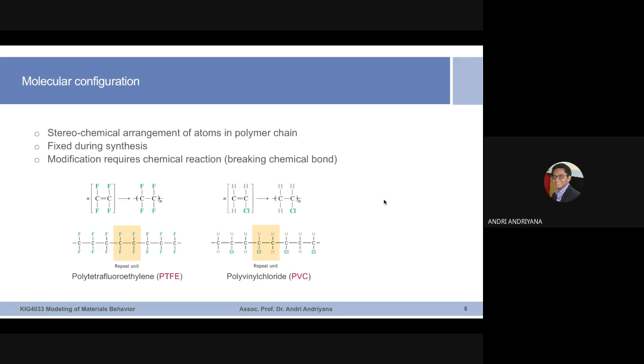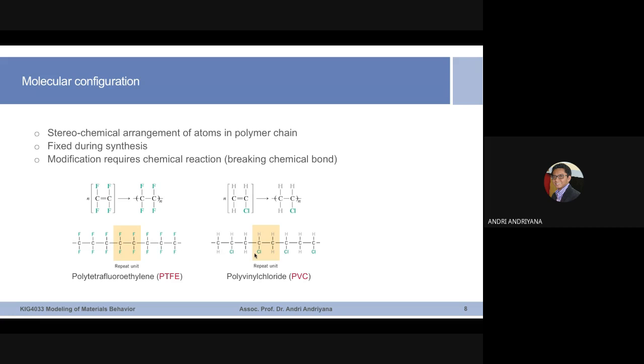So configuration is fixed during synthesis, during the polymerization process. And if you want to change the configuration of the polymer, then you need chemical reactions, which means that you need to break the atomic bonding, the chemical bonding in the polymer. For instance, you have here an illustration of the polytetrafluoroethylene, PTFE structure. It is a fixed configuration. If you want to modify this to create another type of polymer, then you need a chemical reaction. You need to break atomic bonding.